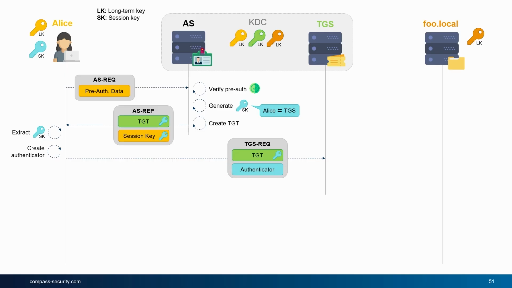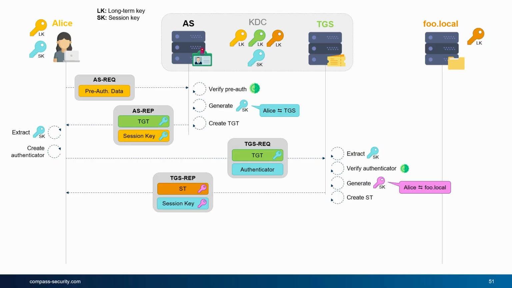The TGS, upon receiving this message, will be able to extract the session key from the TGT part, since the TGT is encrypted with its key material. So it then has access to this session key for further parts of the communication. Then it will verify the authenticator, since it now has access to the corresponding key. It will generate a new session key, again, for the next part of the communication, specifically for securing the communication between Alice and the target foo.local. Lastly, it will also create a service ticket and then pack that all up together into the reply, the TGS-REP message.